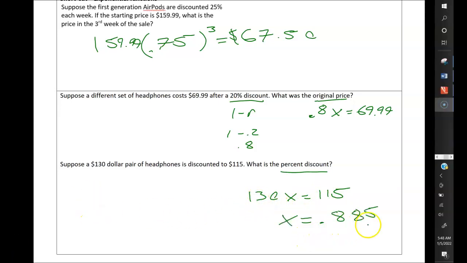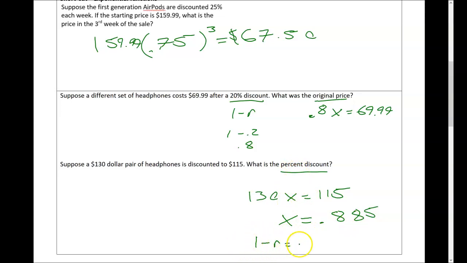So what you get here is 0.885, and that's obviously not my percent discount. Remember, that is 1 minus R, which is 0.885. And you could solve this, or you could think, what did I subtract from 1 to get this? And R is going to be 0.115, which is an 11.5% discount. So there's a little bit of an extra step to convert my factor, what I multiplied by, to a percentage. So notice these are all the same type of problem, but the unknown is different.